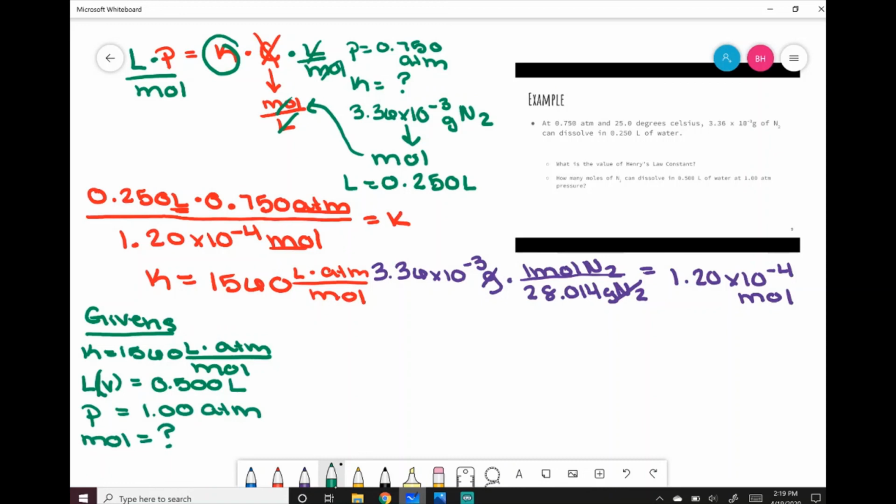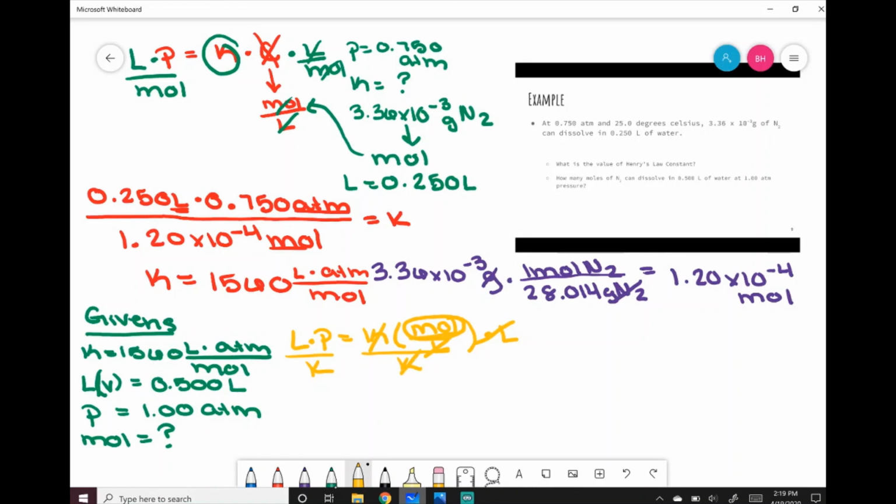So if we go back to my original problem, pressure equals K, and then remember we're replacing that, moles over liters. And what I'm trying to solve for is the moles right here. So I'm going to multiply both sides by liters. That cancels out, and then I'm going to divide by K. Divide by K, and that'll get me moles by myself.